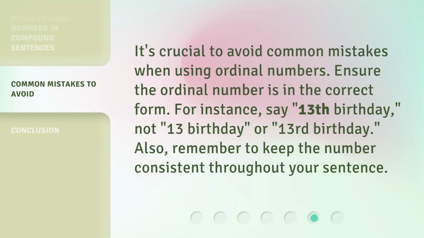It's crucial to avoid common mistakes when using ordinal numbers. Ensure the ordinal number is in the correct form. For instance, say 13th birthday, not 13 birthday. Also, remember to keep the number consistent throughout your sentence.